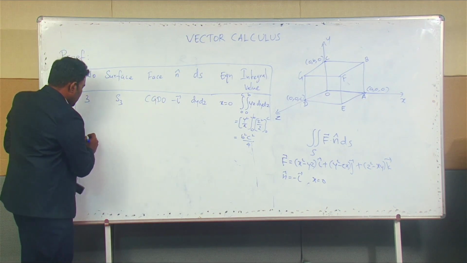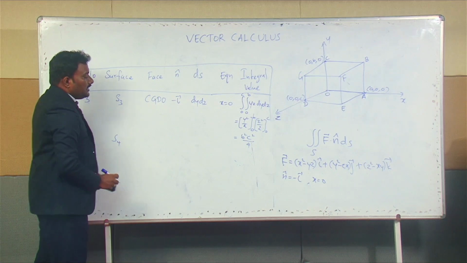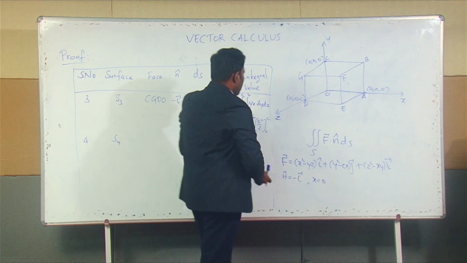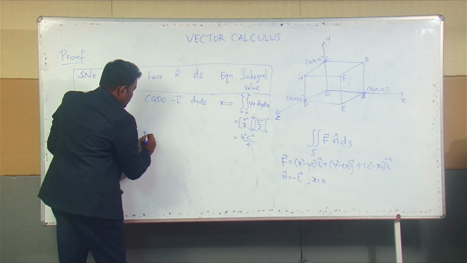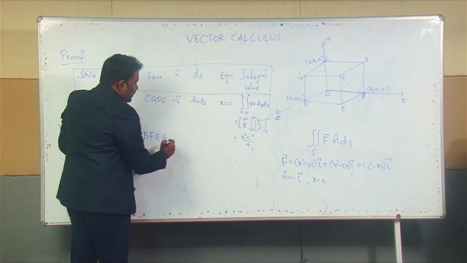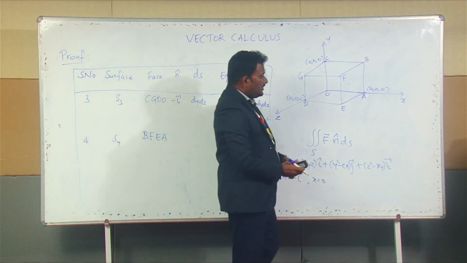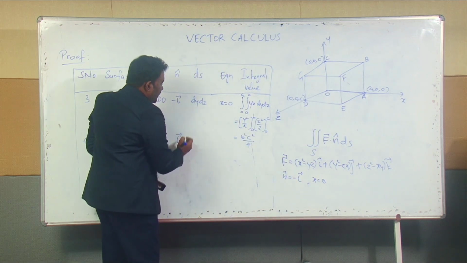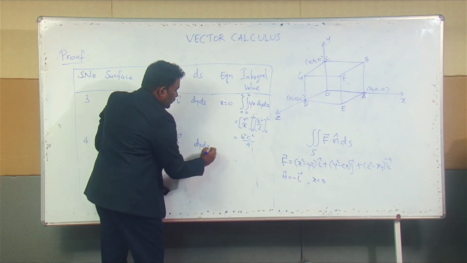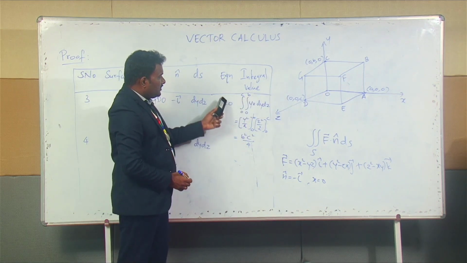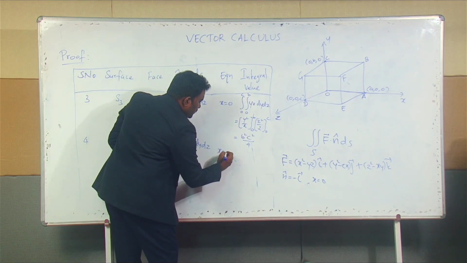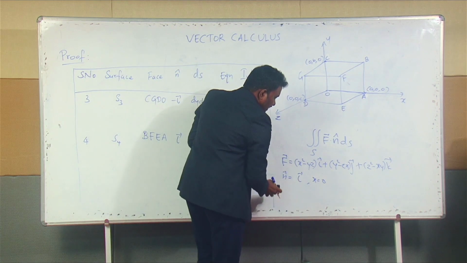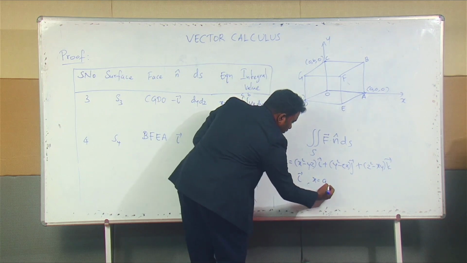Then we take the fourth one, which is S4, as parallel to the above surface. Okay. So, we take this BFEA. So, here we have this perpendicular vector acting along the x axis is i vector, and the integrand is dy dz, and the value of this equation is x equal to a. So, this double integral will be, so here we have plus i vector, and the equation of this is x equal to a.